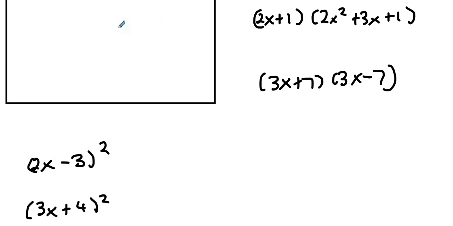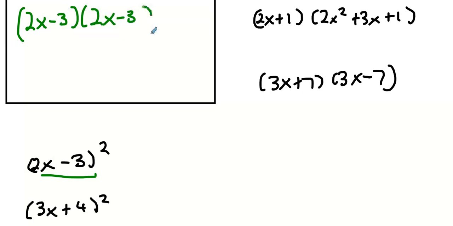This one here, all right? See this 2x minus 3 squared? Or b, what does that mean? What's this one mean? You said it earlier. You write it down. You write it down twice.